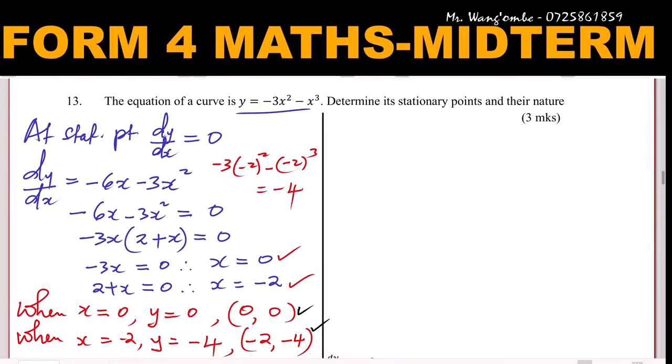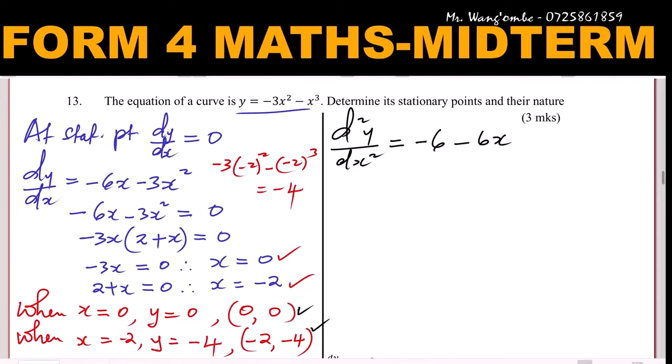Now the next question is determining their nature, whether maximum, minimum, or point of inflection. To do that, we are going to use the second derivative. The first derivative is negative 6x minus 3x squared. So when you differentiate this for the second time, you get negative 6 minus 6x. That is the second derivative.